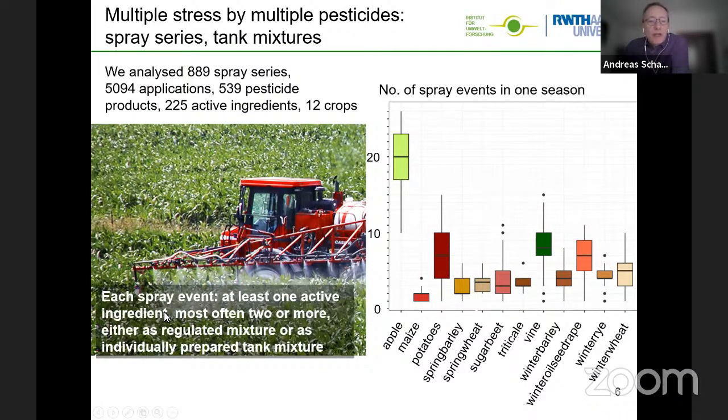At each spray event, at least one active ingredient, most often 2 or more, either as a regulated mixture or as an individually prepared tank mixture, is applied. And you see in all cases, it's not only one application, but more than one application. And at the top are the orchards, for instance, apples. You see that 20 applications occur in one agricultural season.